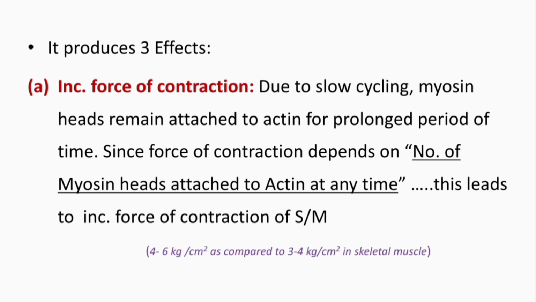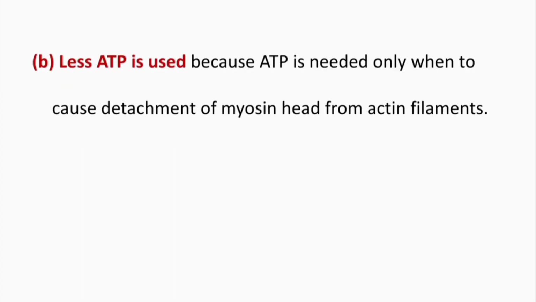It is about 4 to 6 kg per square centimeter as compared to 3 to 4 kg per square centimeter in the skeletal muscle. Then of course, less ATP is used in the smooth muscle, because we know that ATP is needed only when we have to cause detachment of the myosin head from the actin, and this event occurs less in the smooth muscle. Also, less excitation is needed as compared with the skeletal muscle. So less energy will be used.